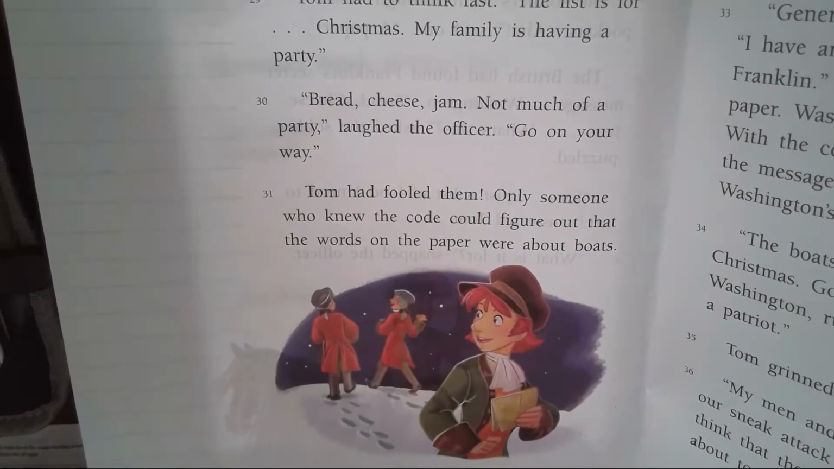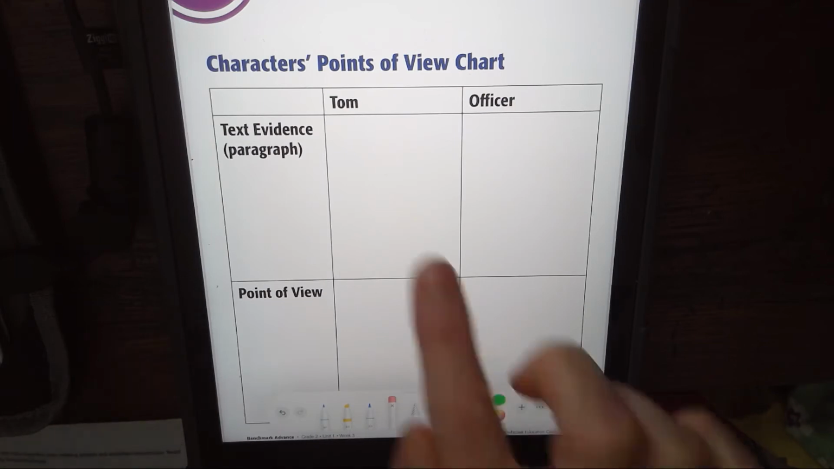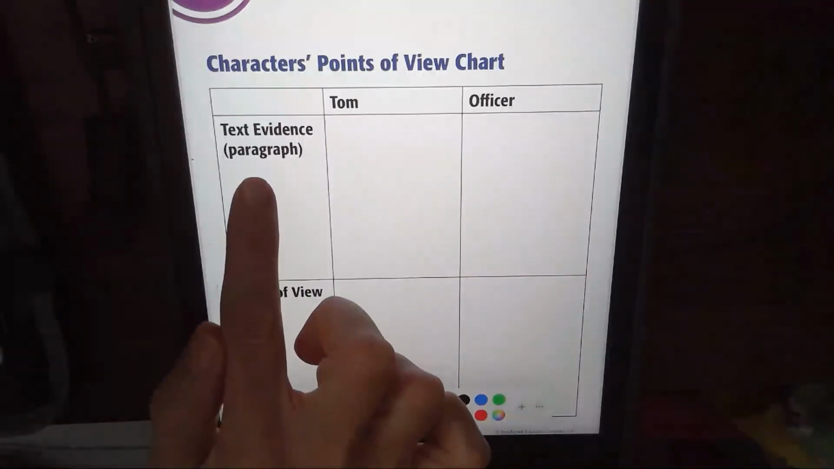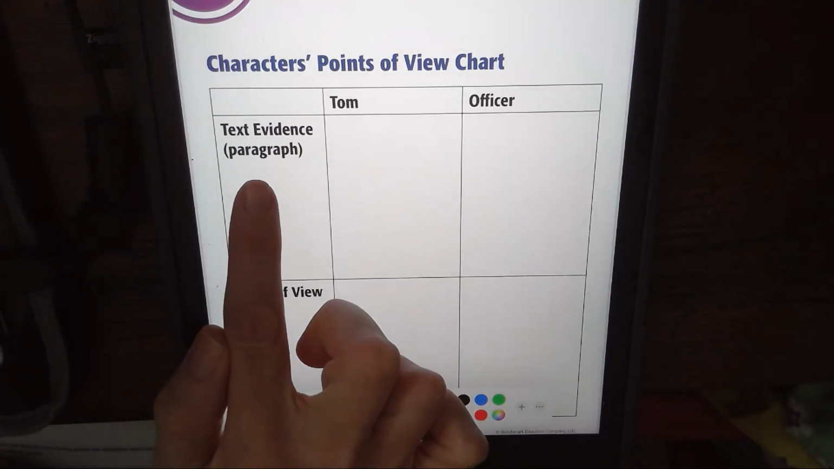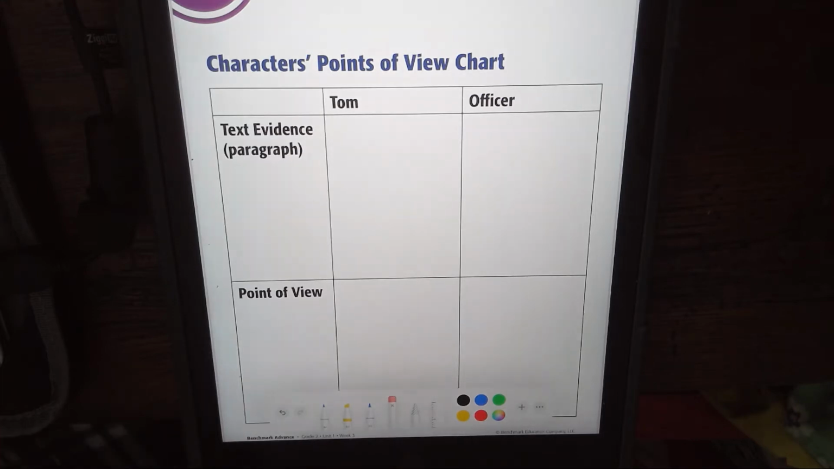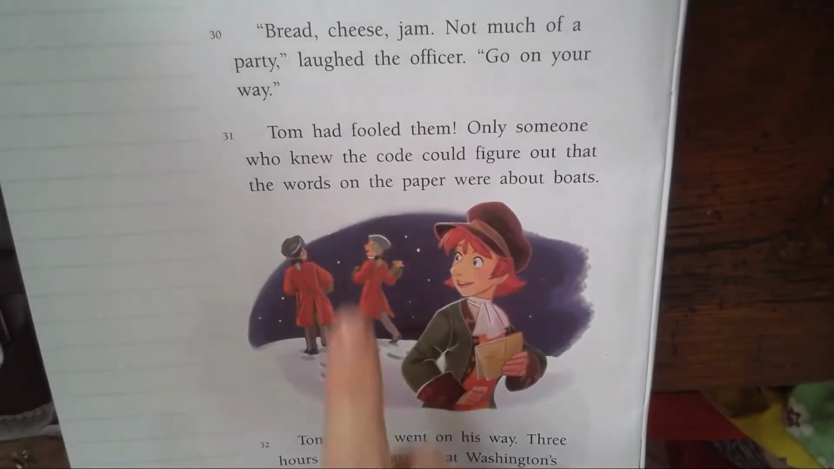That was a good part of our story, so let's think about this now. We're going to discuss their points of view, and they're both different. Tom and the officer. And we're going to write the paragraph where we think we can support our opinion on what their point of view is. So let's think of Tom first. I think here in paragraph 31, when I read that, Tom had fooled them.